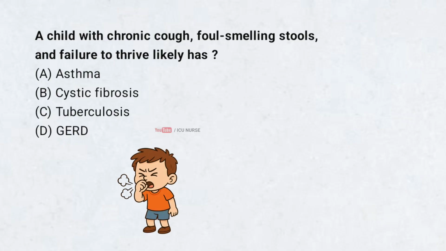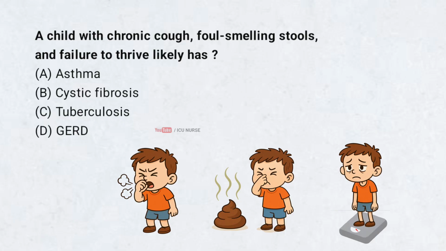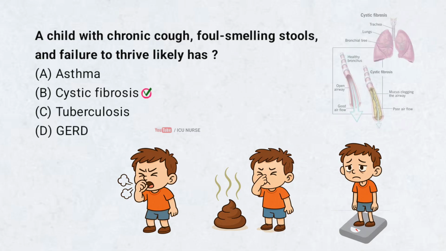A child with chronic cough, foul-smelling stools, and failure to thrive likely has A. Asthma, B. Cystic fibrosis, C. Tuberculosis, D. GERD. Correct answer B. Cystic fibrosis. This triad of symptoms, that is cough, foul stools, poor growth, is classic for cystic fibrosis.